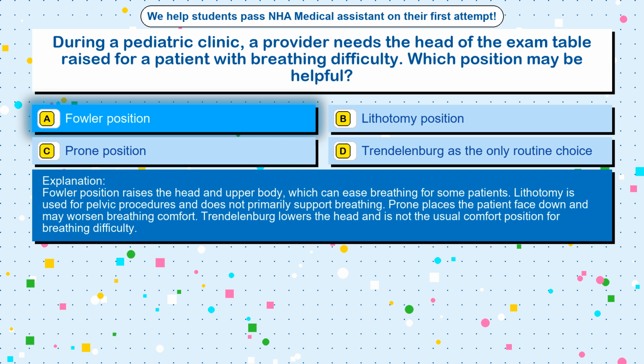Fowler position raises the head and upper body, which can ease breathing for some patients. Lithotomy is used for pelvic procedures and does not primarily support breathing. Prone places the patient face down and may worsen breathing comfort. Trendelenburg lowers the head and is not the usual comfort position for breathing difficulty.